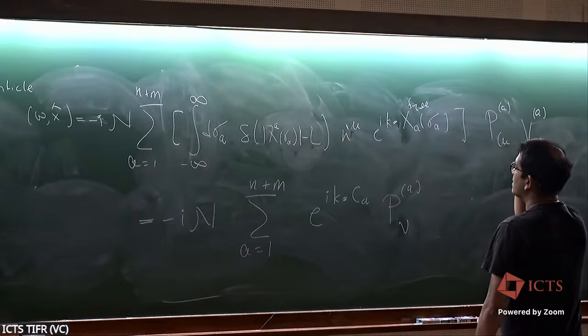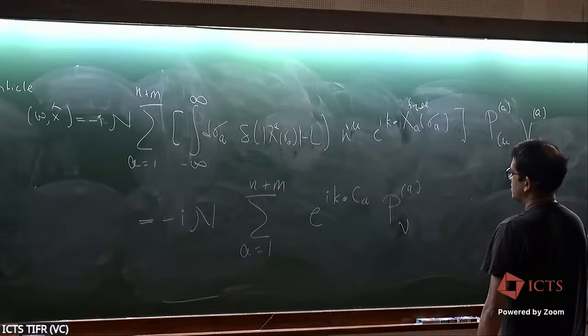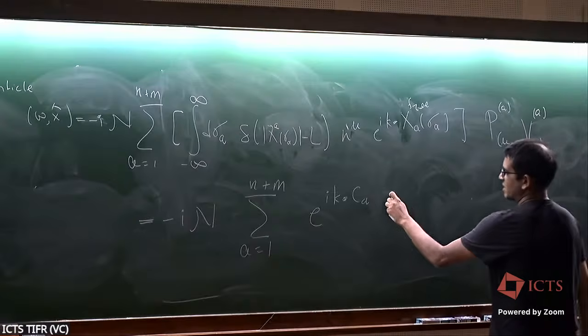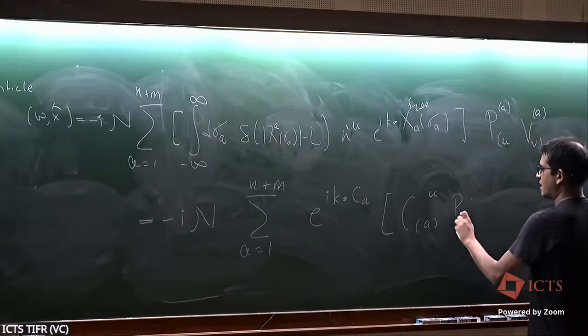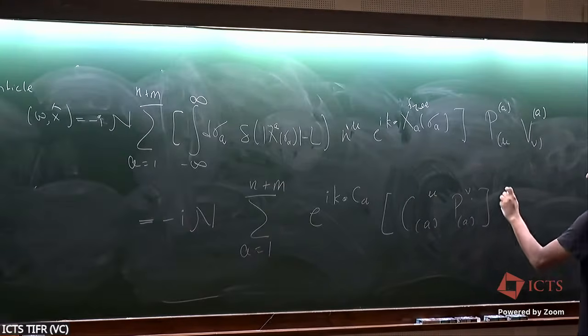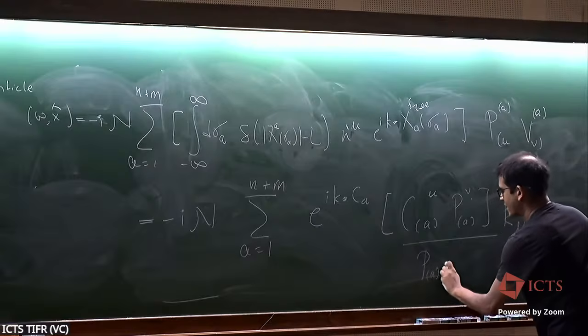Sorry, just give me 1 second. Sorry. It's going to give me, I apologize. CA mu, CA nu times K nu, divided by P dot K. Thank you. Yes, you are right.